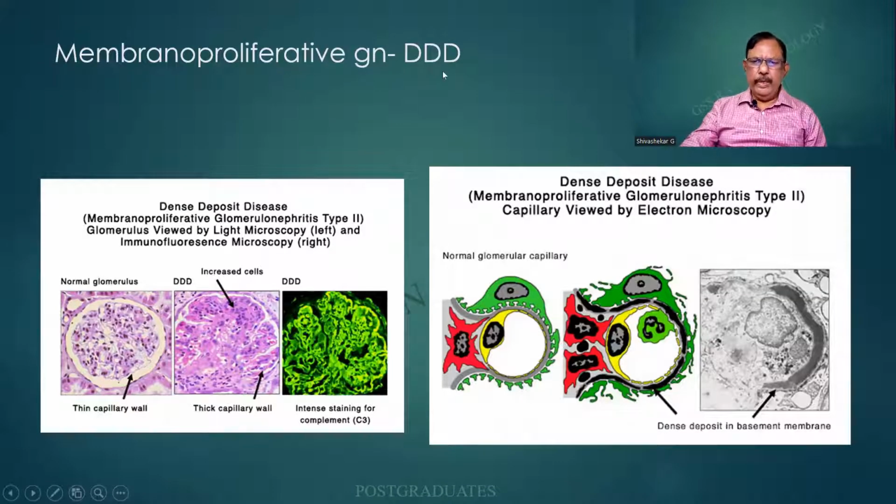And membranoproliferative can lead to a variant called dense deposit disease. See what is happening over here. There is a mesangium. There is a proliferation of the mesangium. Increase in the mesangial matrix. It develops a deposit, and its interposition is there between the epithelium and the endothelium of the capillaries. Therefore, you get a dense deposit, hence the name dense deposit disease, which can be reflected in the form of a picture in the electron microscope.